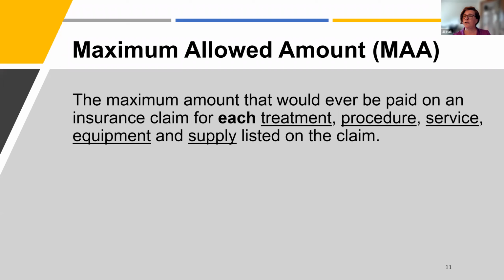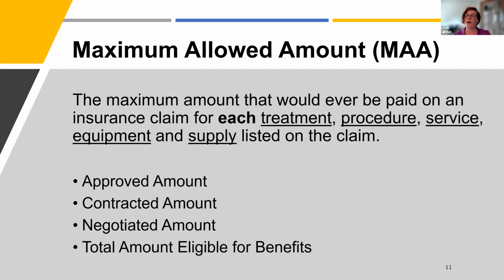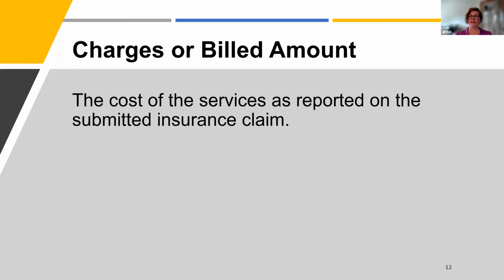One of the columns on your EOB will include the allowed amount, but there are other words often seen. The maximum allowed amount might be called an approved amount, a contracted amount, a negotiated amount, or the total amount eligible for benefits. So that's allowed amount. But then the EOB will show you the charges or the billed amount.